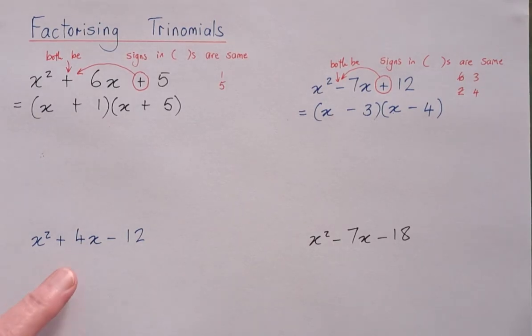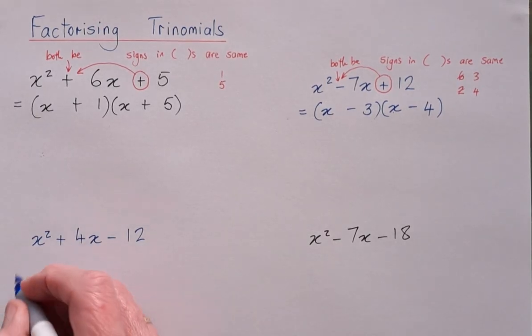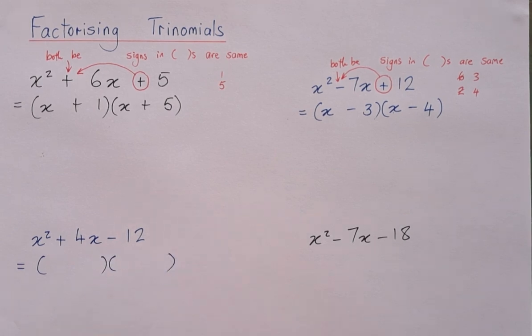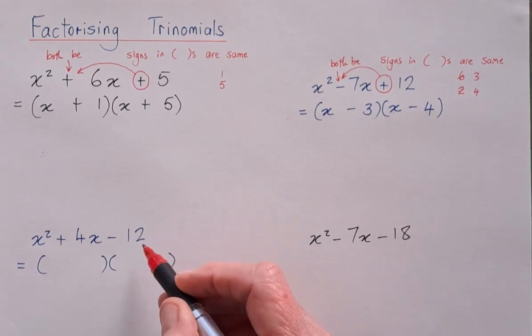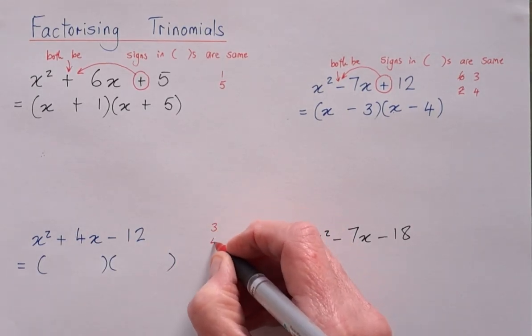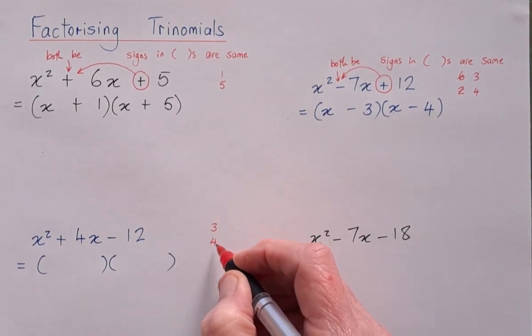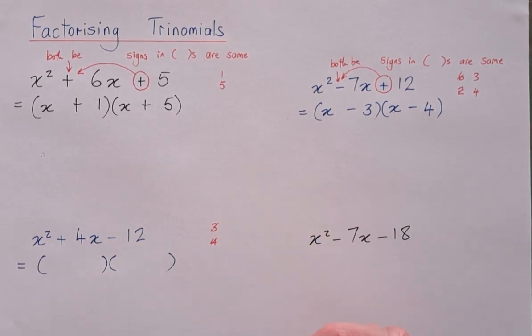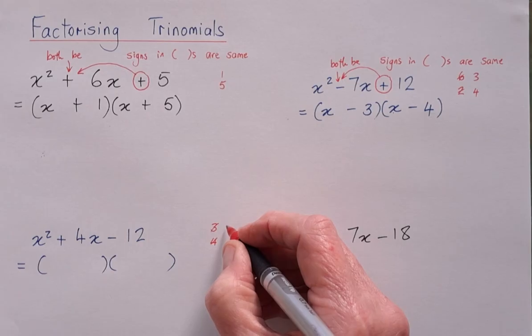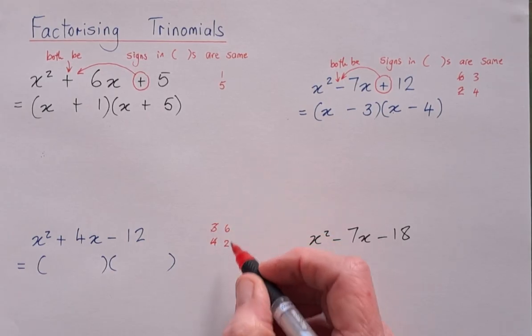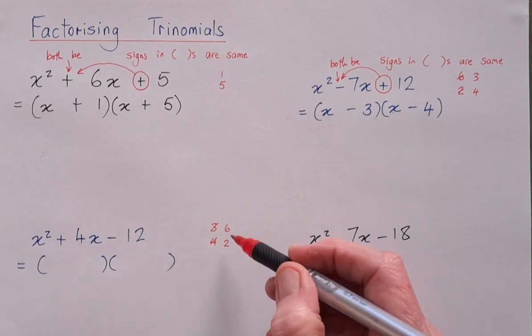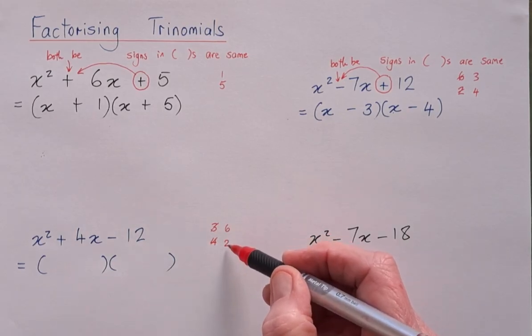Right, looking at this example now, let's set up our two brackets. And let's look at factors of 12. Well, we had a 12 over here, we've got a 12 again. Let's look at 3 times 4 this time. Can 3 and 4 give me 4? No, they definitely can't. So in this situation, the 3 and the 4 don't work. So let's go back to the 6 and the 2. Can 6 and 2 give me 4? Yes, they can, but only if I subtract 6 minus 2.